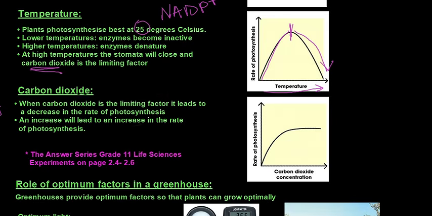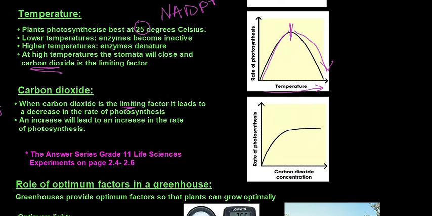The next factor is carbon dioxide. When carbon dioxide is the limiting factor, it leads to a decrease in the rate of photosynthesis, but an increase will also lead to an increase in the rate of photosynthesis. Remember, if it's the limiting factor and there's more of it, the plant can photosynthesize more because it is a requirement for photosynthesis to take place.